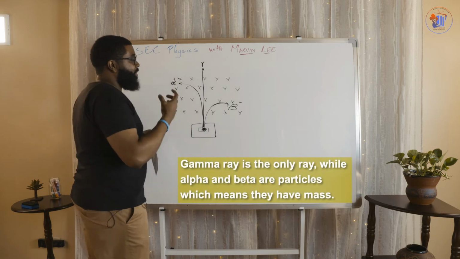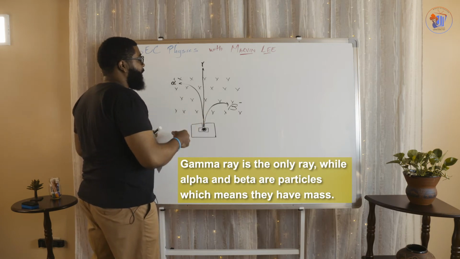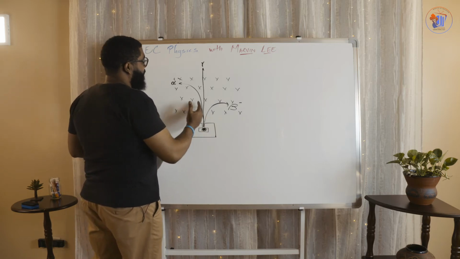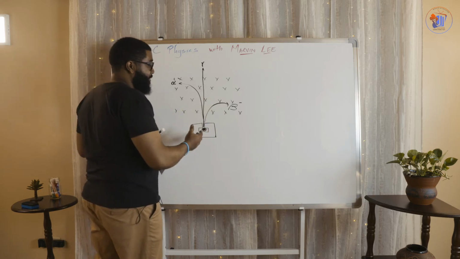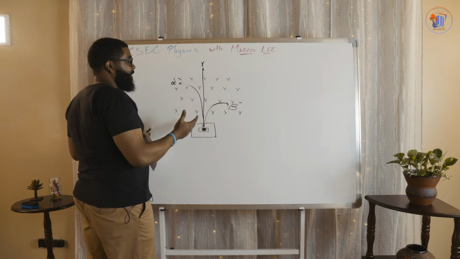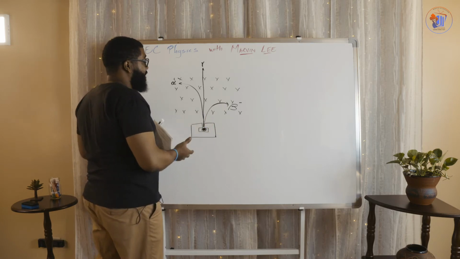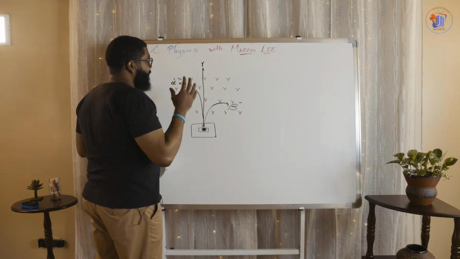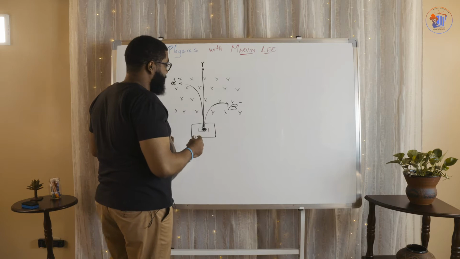The gamma ray is the only ray. Alpha and beta are particles. They have mass. Alpha particle has significantly more mass than the beta particle, and as a result it will take much longer to turn. The beta particle being much smaller and lighter will turn more sharply. It's kind of like the difference between a compact car taking a corner or a large 18-wheeler truck. The truck, because of its size and mass, will take a lot longer to turn. The compact car will turn very quickly. And this is how the 3 emissions are affected by a magnetic field.